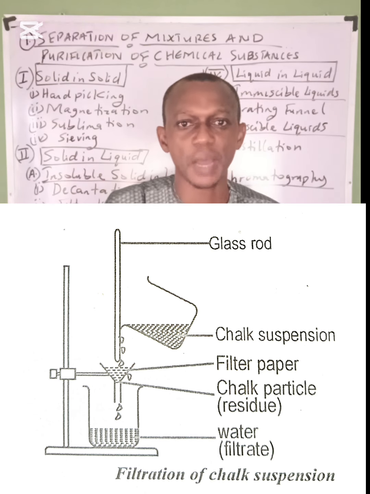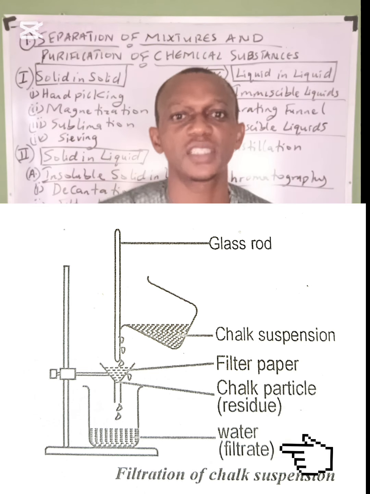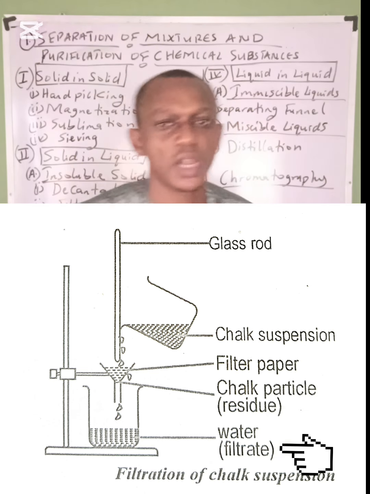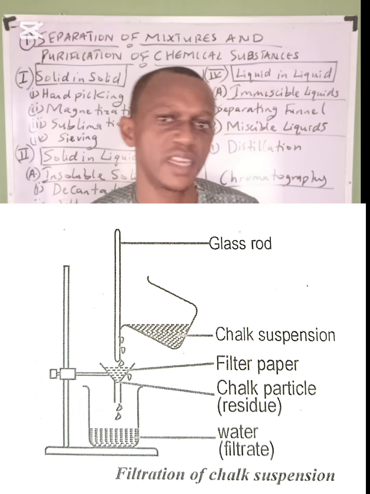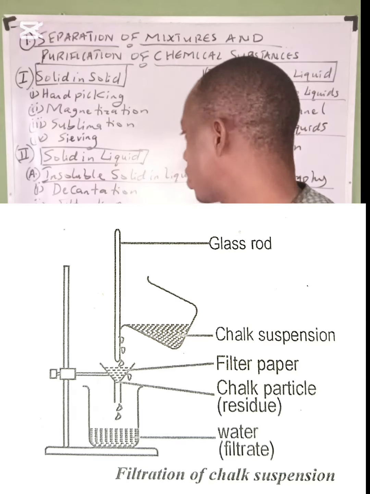What we have in the filter paper is called the residue. What we have in the conical flask is called the filtrate. So we can hair dry or oven dry anything in the filter paper. We have gotten back our solid, and our liquid is what is called the filtrate.